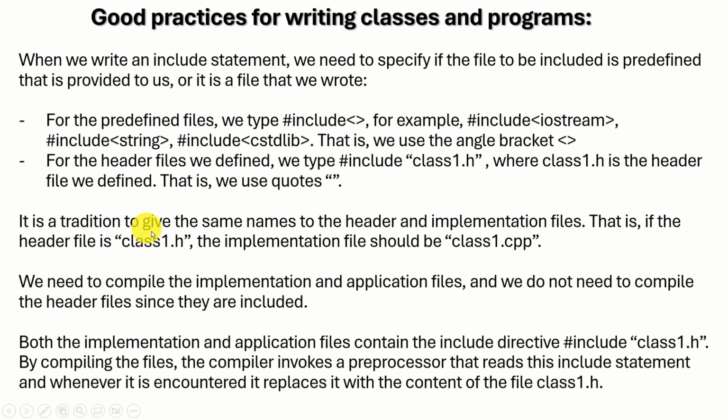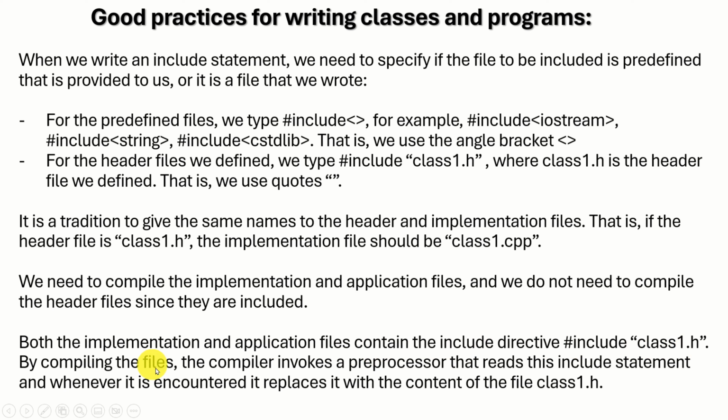Then, it's a tradition to give the same names to the header and the implementation files. However, over here the extensions should be different. That is, if the header file is class1.h, the implementation file should be class1.cpp. Then, we need to compile the implementation and application files, and we do not need to compile the header files since they are included. Both the implementation and application files contain the include directive #include "class1.h".